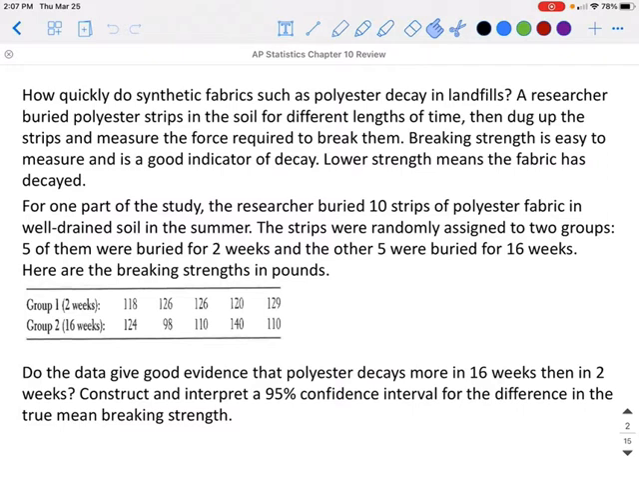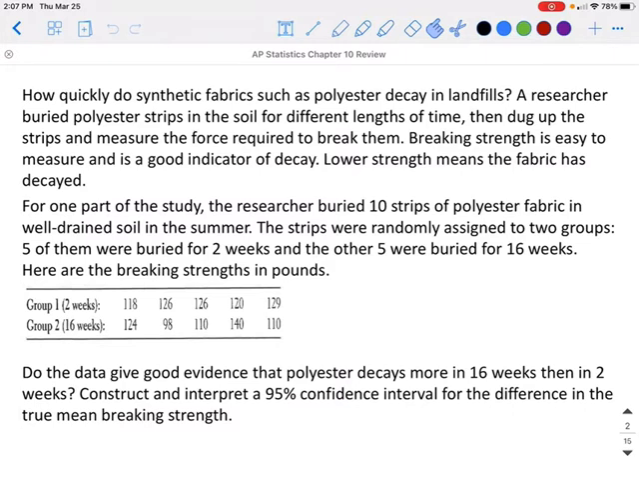For one part of the study, the researcher buried 10 strips of polyester fabric in a well-drained soil in the summer. The strips were randomly assigned to two groups. 5 of them were buried for 2 weeks, and the other 5 were buried for 16 weeks. Here are the breaking strengths in pounds.